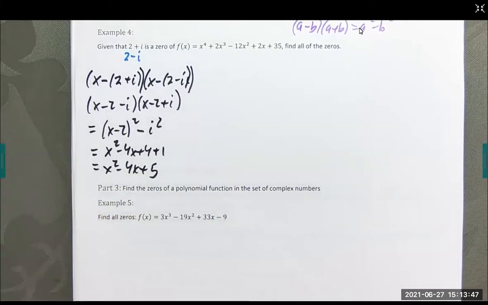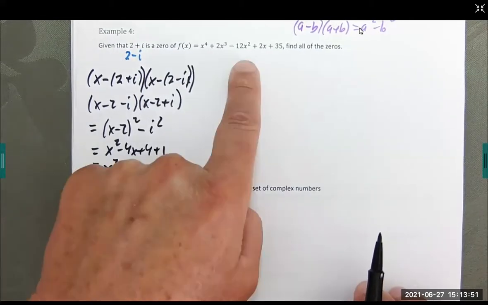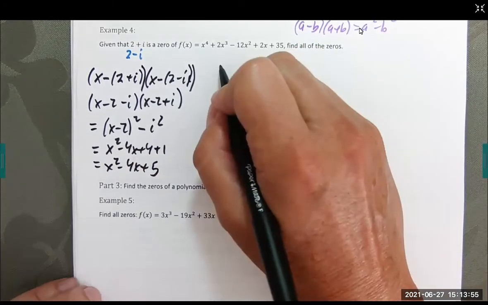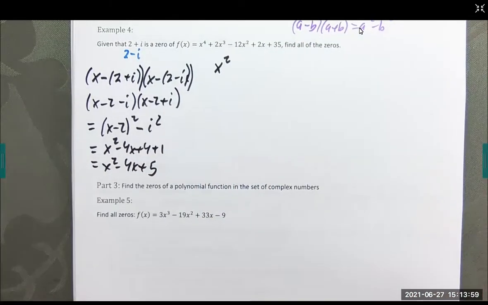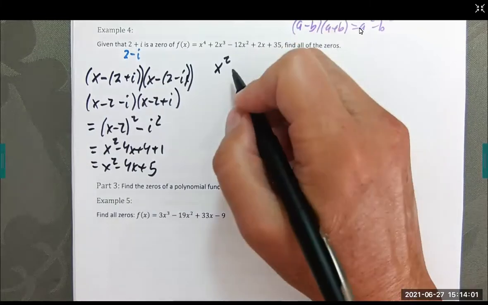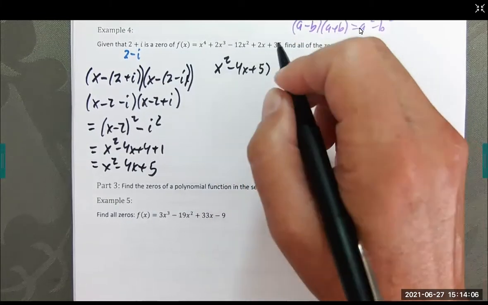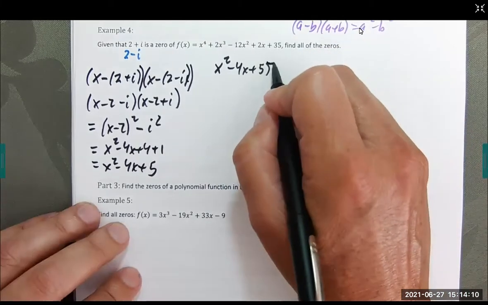Okay, so I know that this will divide evenly into this. So I'm going to do some long division. Again, we can only use synthetic division when we have simple linear factors in the denominator. So we are here.